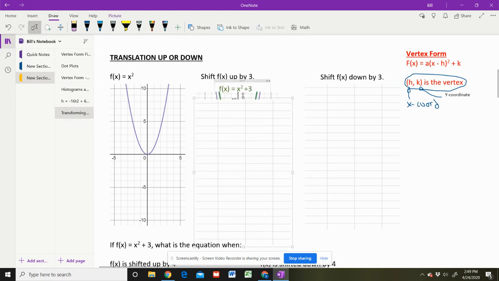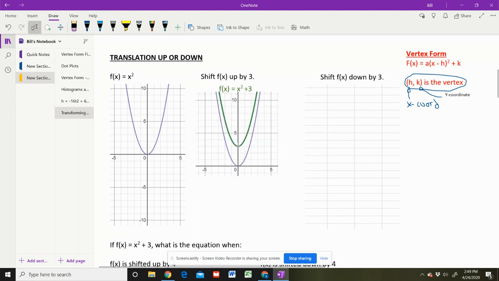So if I add 3, because I want to go up, I add 3 to this equation. This is what our graph is going to look like, right? The green represents where I did a translation up by 3, or I shifted it up by 3. And if we look, we're at 0, 0, 0, 1, 0, 2, 0, 3. So there's our vertex, 0, 3.